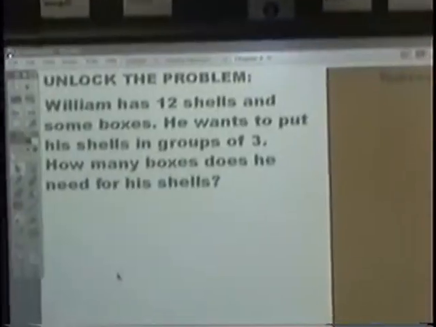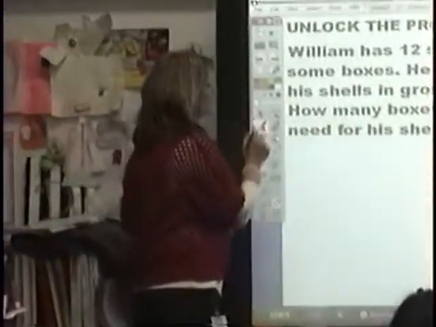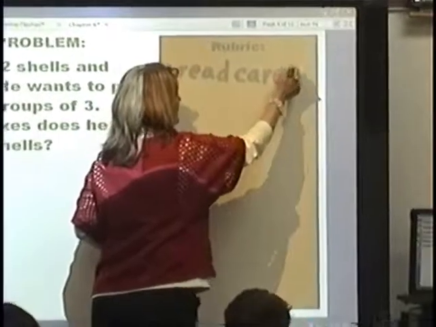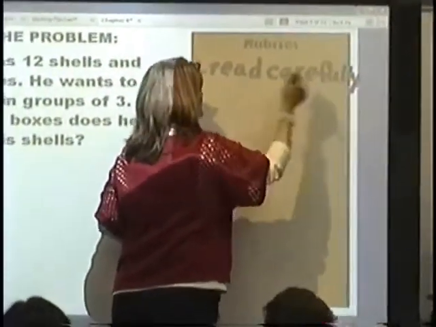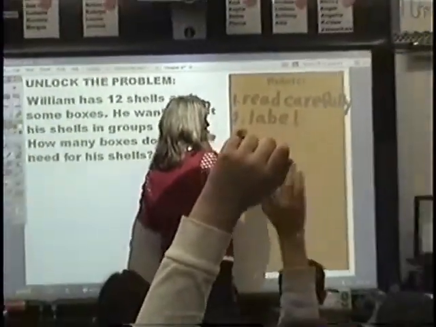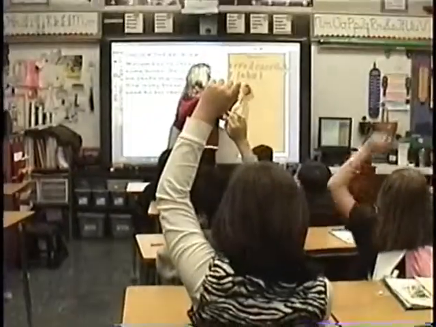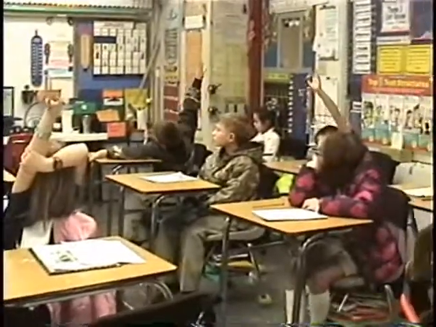Let's look at our unlock the problem for today. Go ahead and read it for me. William has 12 shells and... So when we have a word problem that we need to unlock, what are some things that we need to remember? Krista? Read carefully. What else do we need to remember to keep ourselves on track? Hayden? Label. We do need to remember to put our label with all word problems. What else? Haley? Set up the problem correctly. We do need to set up the problem correctly.